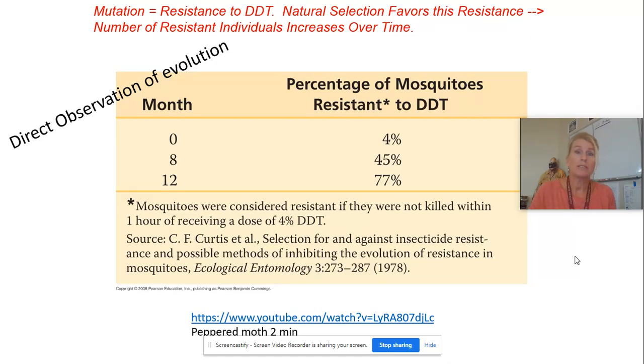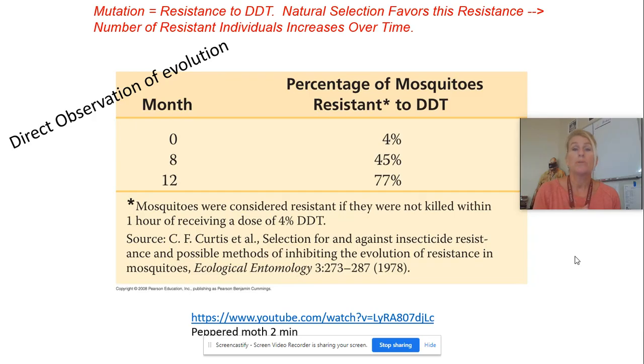So in terms of direct evidence for evolution, let's look at this data collected from mosquitoes that are resistant to DDT. DDT is a pesticide that has been banned over much of the planet because DDT actually makes birds' shells very soft. It doesn't kill the birds, but it makes their shells really soft. So when the mama bird sits on them, she kills her babies accidentally.